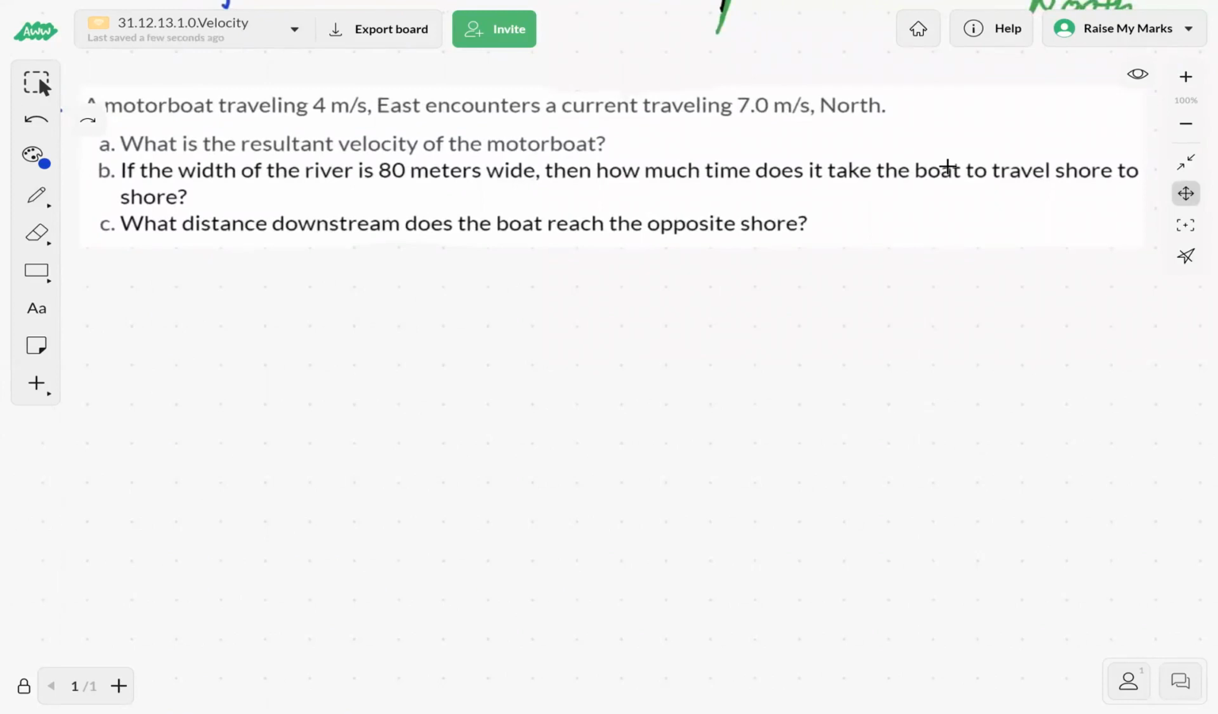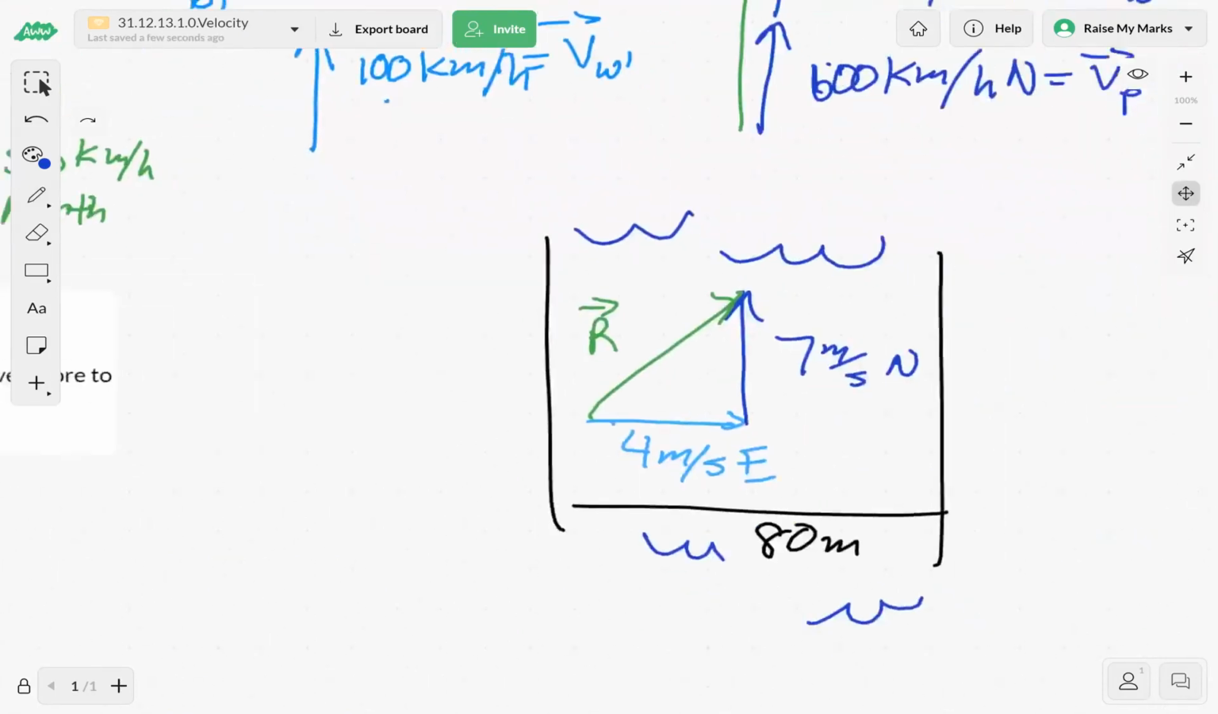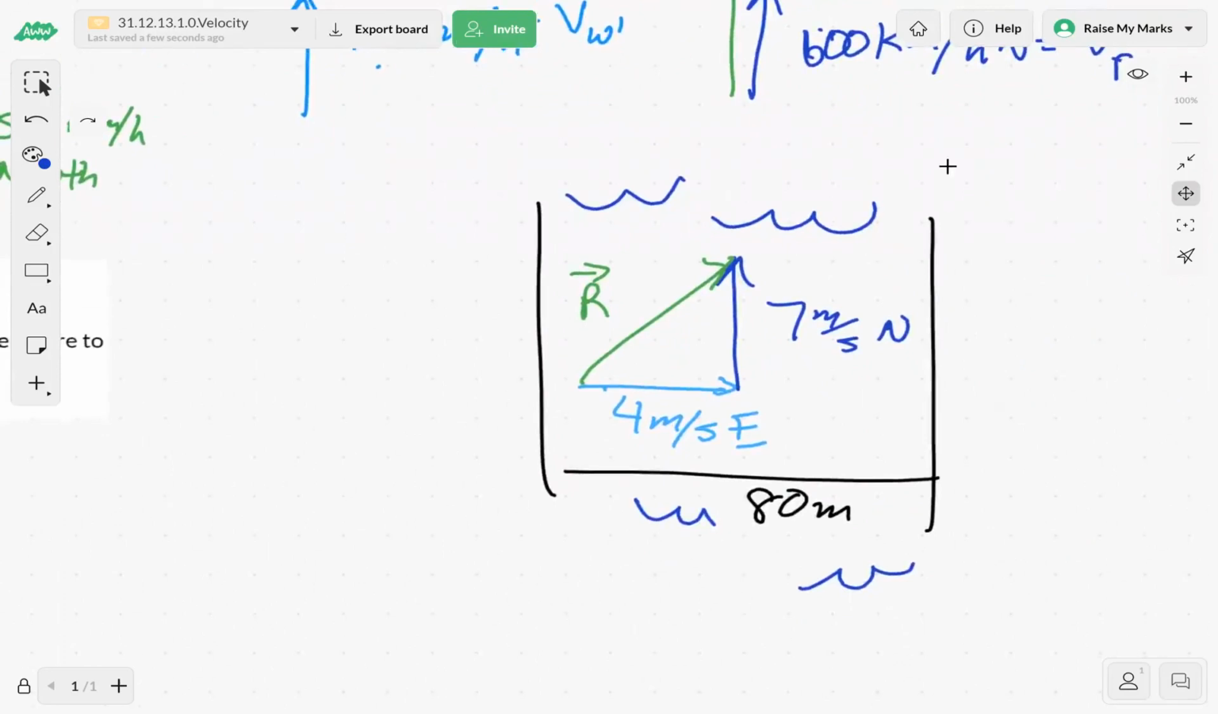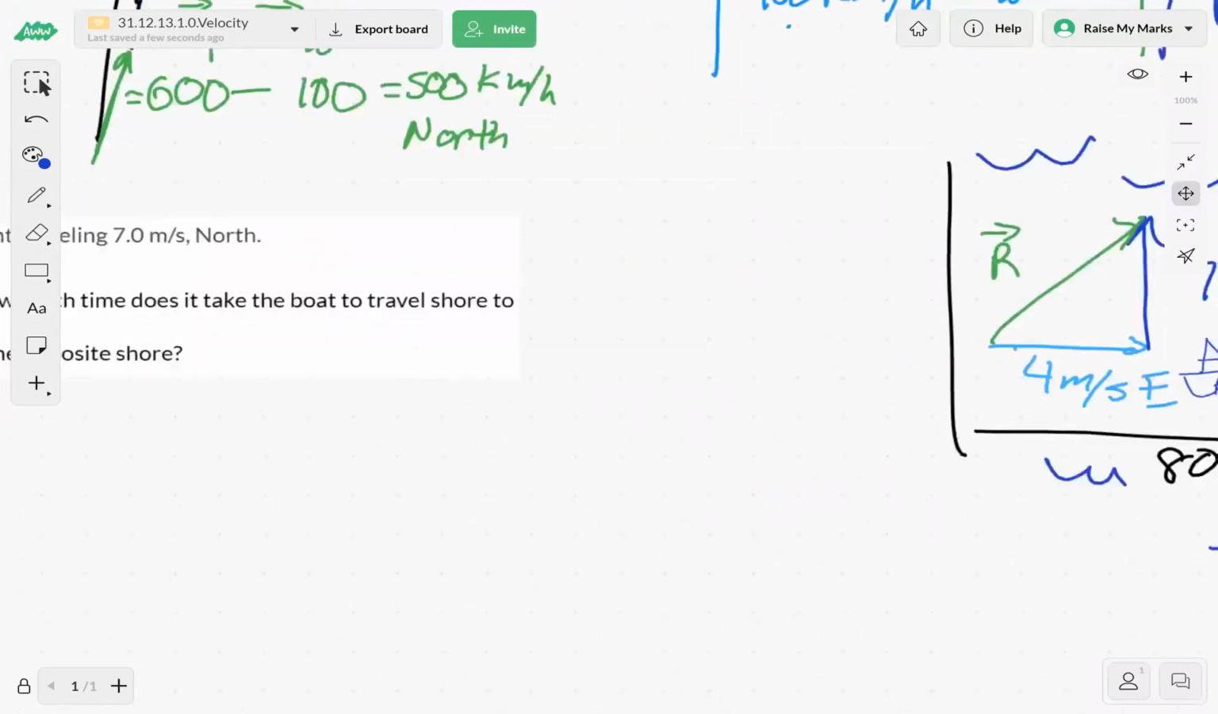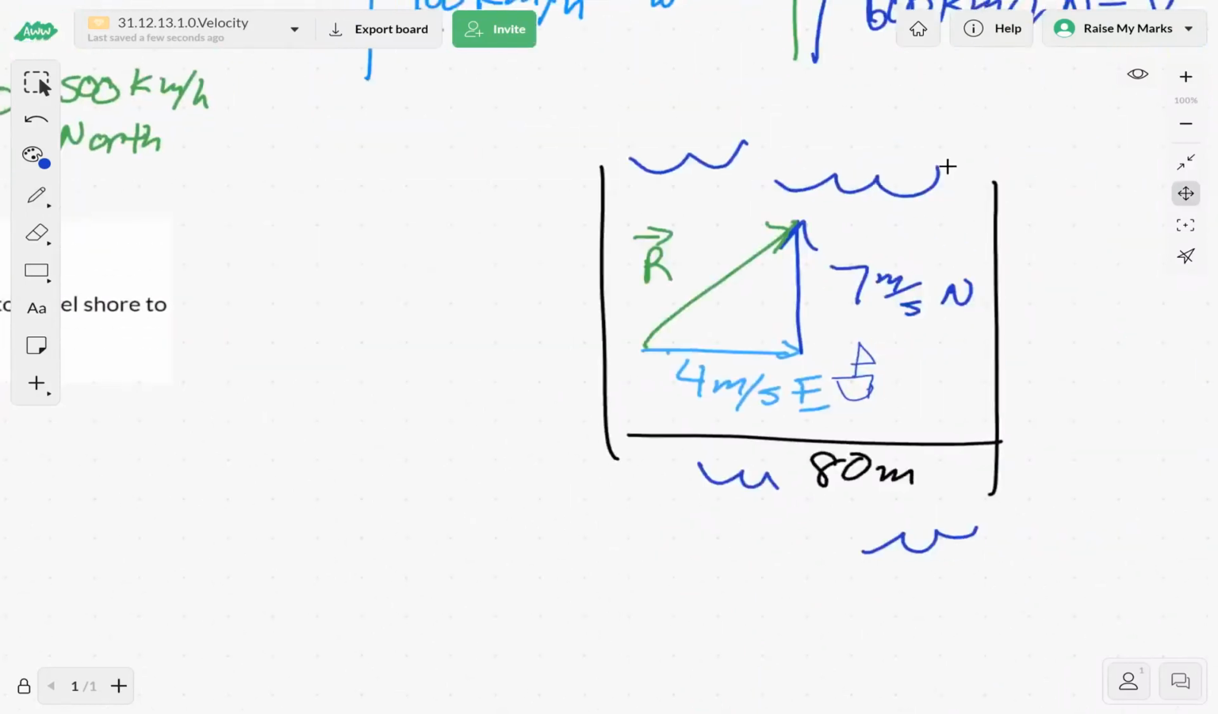All right. I've actually put together a little diagram for this already. So we have our motorboat. This is our boat. It's not exactly a motorboat, but that's our boat, and it's going east at 4 meters per second. Our stream is flowing north at 7 meters per second. We want to find our resultant vector. So in part A, what is the resultant velocity of the motorboat? The motorboat's going to be pushed by the current, so we need to find R.